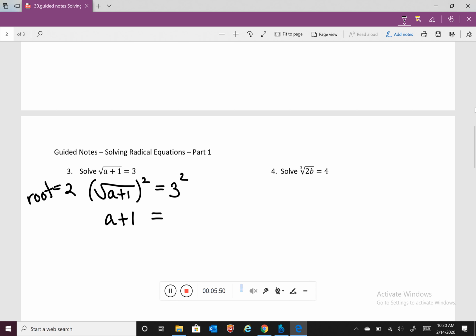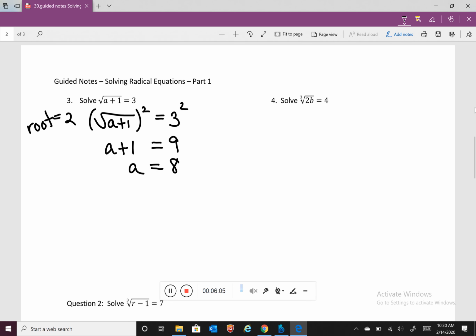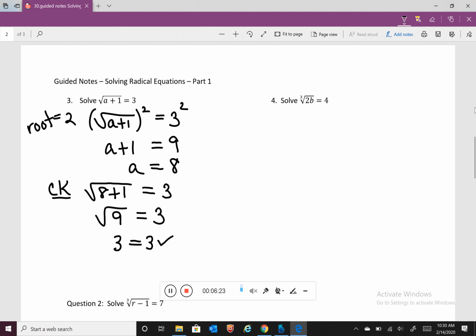3 squared is 9, and now we need to solve this equation by subtracting 1, so we have a potential solution, a equals 8, and we need to check this. Letting a equal 8 in the original, we have 8 plus 1 underneath our square root, and this is supposed to equal 3. We have the square root of 9 equals 3, and 3 does indeed equal 3, so this is a solution.